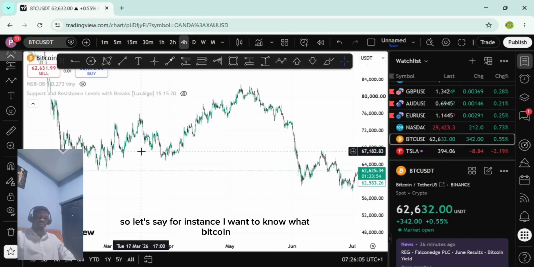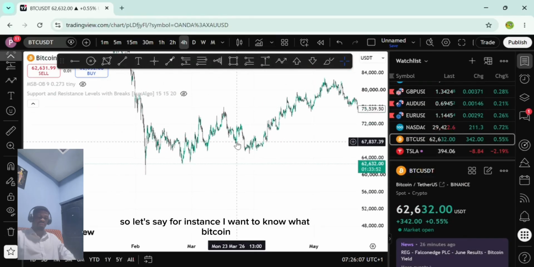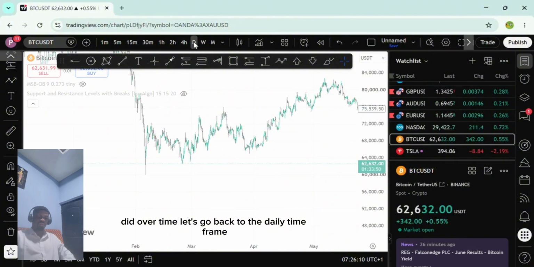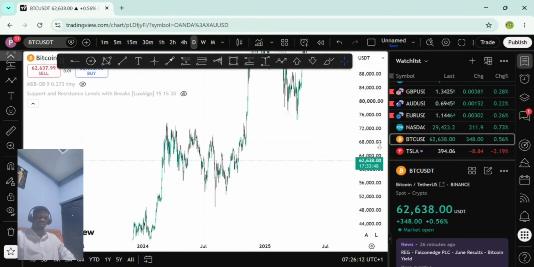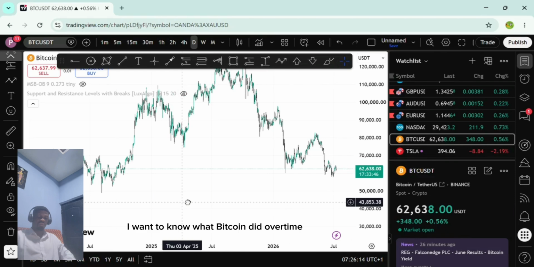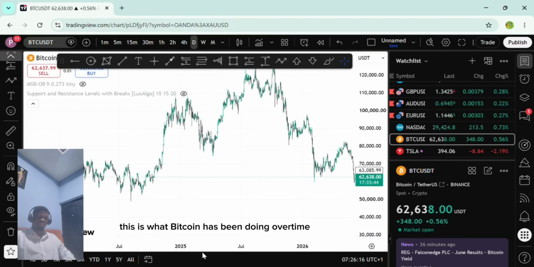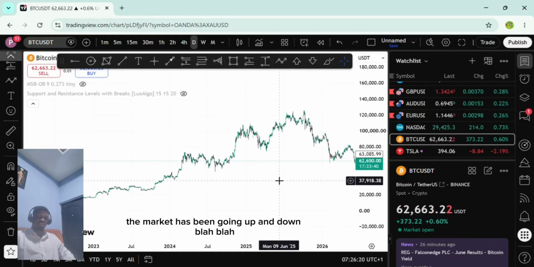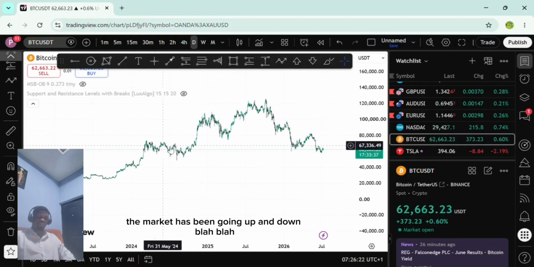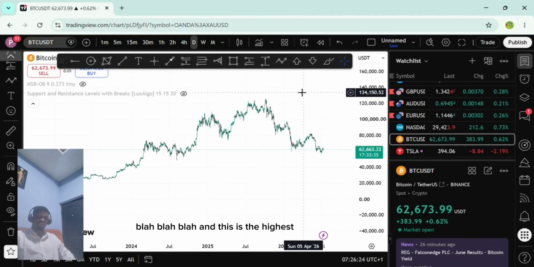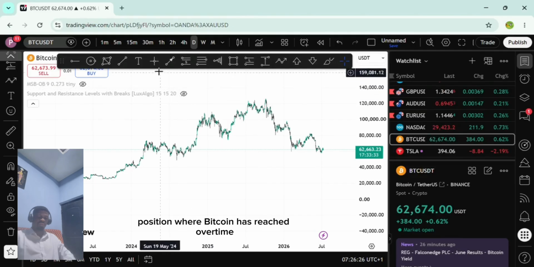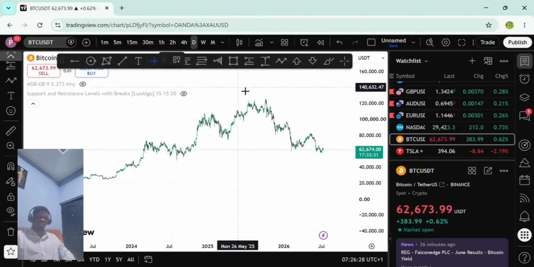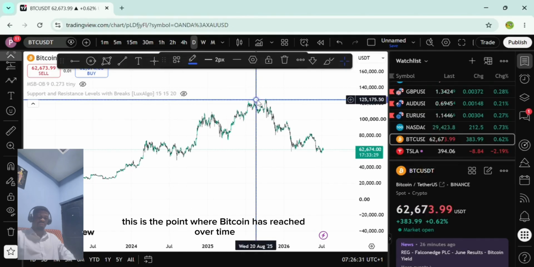So let's say, for instance, I want to know what Bitcoin did over time. Let's go back to the daily time frame. This is what Bitcoin has been doing over time. The market has been going up and down, and this is the highest position Bitcoin has reached over time.